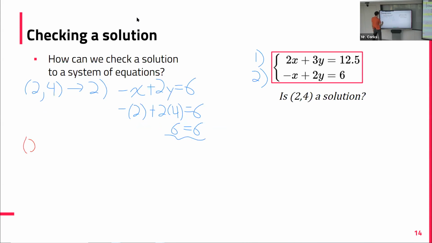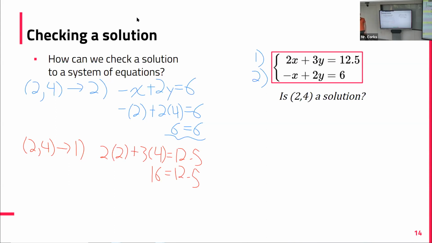So our point into equation 1 is going to give us 2 times 2 plus 3 times 4. We're going to get 16 equals 12.5. How do we interpret this result? It's not on the line. So it's a contradiction. We made this assumption that it was, but then something went wrong later. So our assumption is wrong. It is not on that one. So no for that one, yes for that one. So it's not a solution.